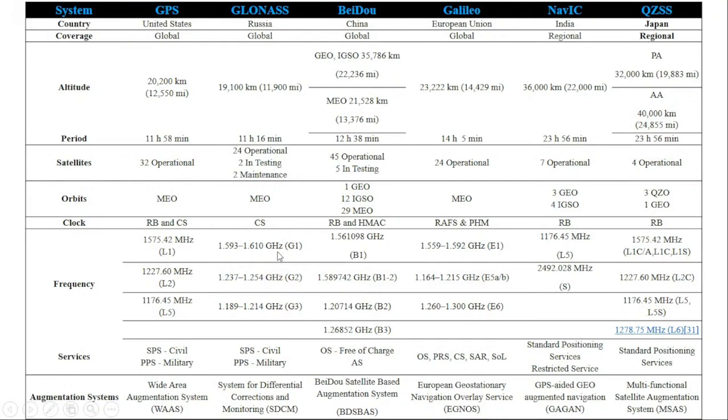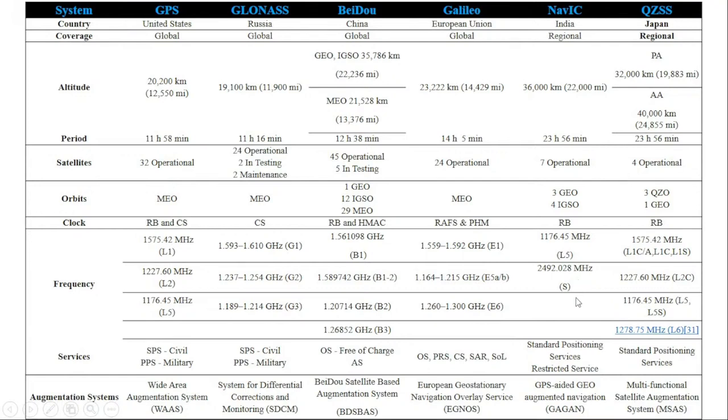But here the uniqueness is in NavIC. We have L5 and S band. S band you don't see in any of the other constellations, so it is only equipped with NavIC. It has a 2492 megahertz frequency, and the advantage of using this is that it will perturb very little. Dispersion will be very small when it propagates through the ionosphere, so you can have very little error in this frequency when it is acquired by our satellite.